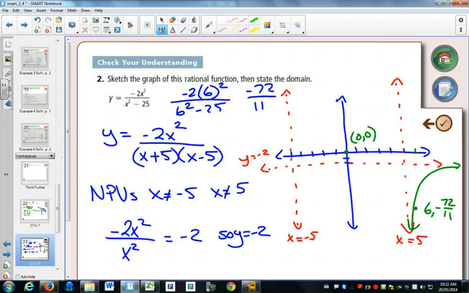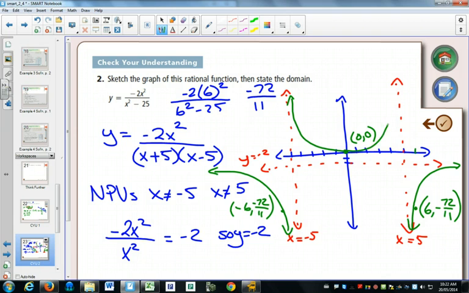Over here, can you see if you plug in -6, you'll get exactly the same value. And this section will look like that. We already found a point in our middle section. We need to make that graph go towards our asymptotes. And it'll look like that in the end. Questions you can do for this one are number 4.